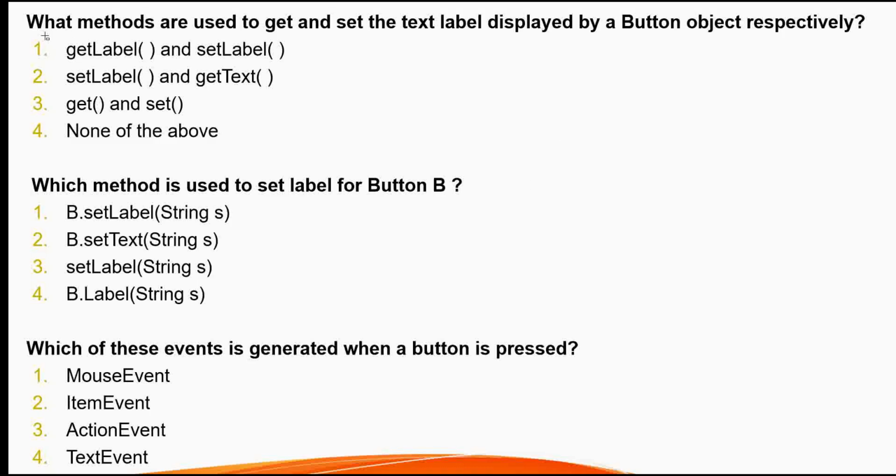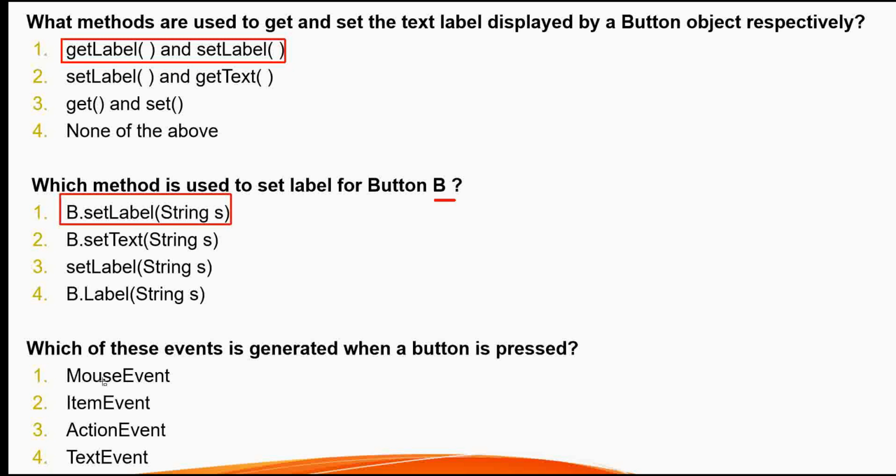So our first question is, what methods are used to get and set the text label displayed by a button object respectively? The answer is getLabel and setLabel. Next question is, which method is used to set the label for button B? Here consider the object of button as B. So the answer is b.setLabel(String s), where the argument is the string S.